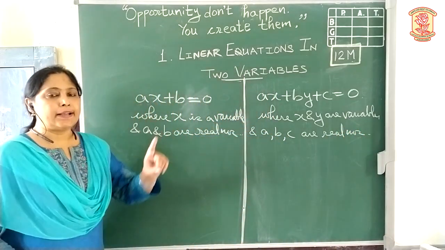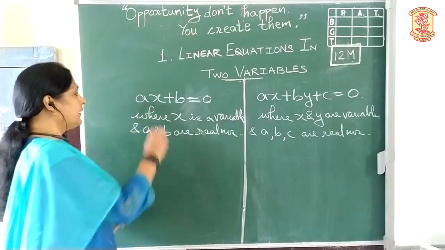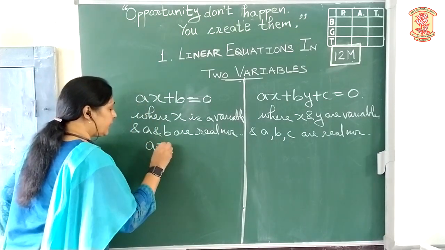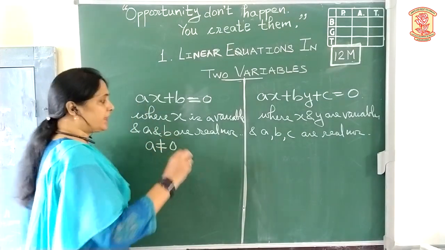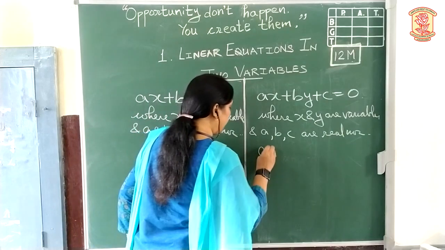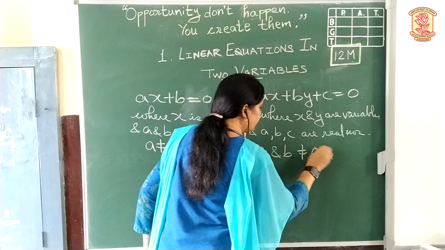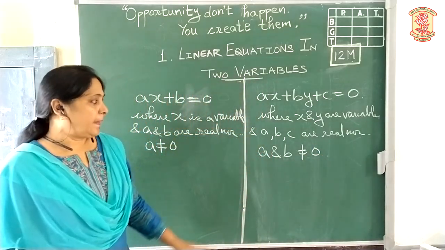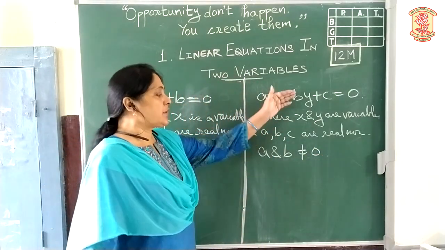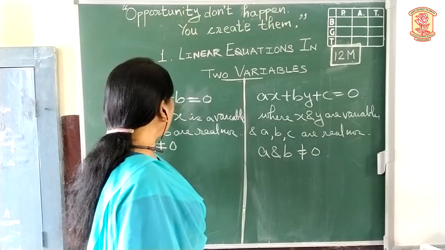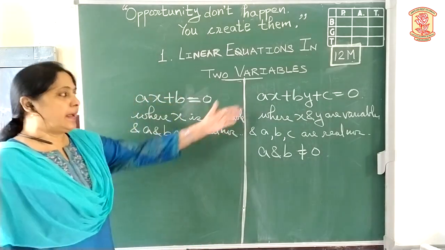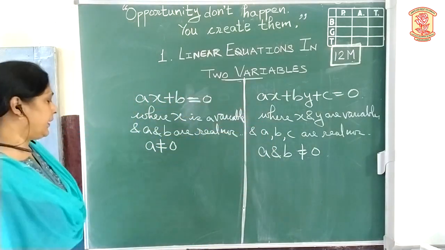Also, there's one more condition. That is, here the value of a should not be equal to 0. Similarly, here a and b should not be equal to 0. Now we'll see some examples of linear equation in one variable and linear equation in two variables.